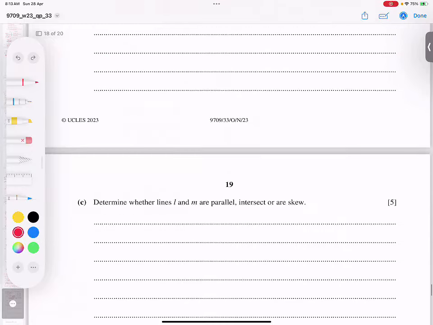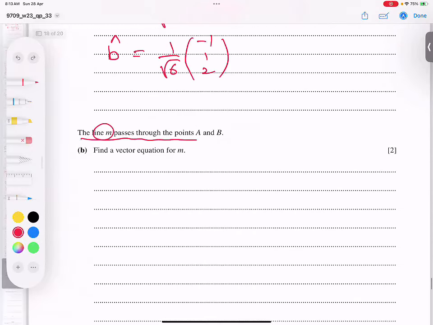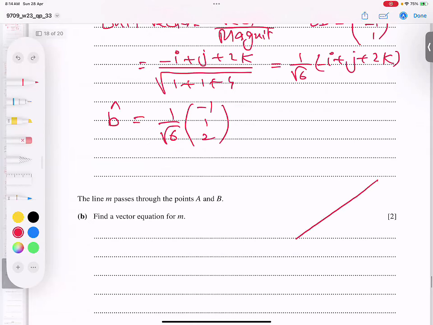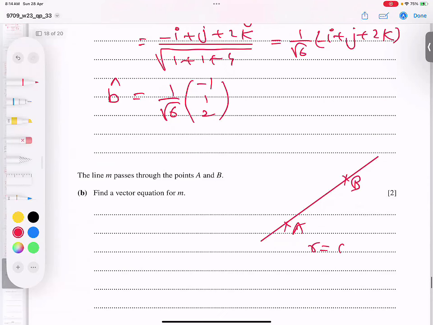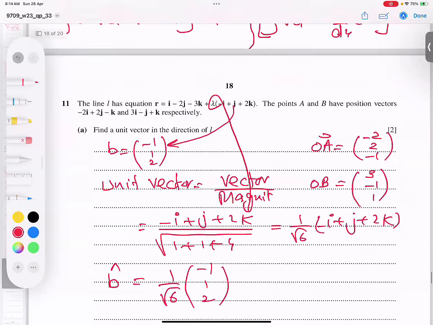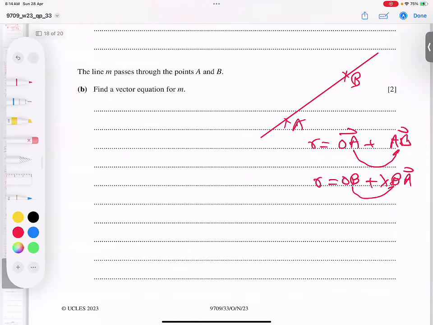Let's go for the next part. The line M passes through A and B. Okay, it means another line is given. It passes through A and B. Actually, we can write r equals OA plus lambda times AB, and make sure the starting point is the same. Or we can write OB here. If I start from OA, then I write this way. If I start from OB, I write like BA. Make sure the starting point is the same. And he already used lambda, so I will use some other letter, and I use mu.